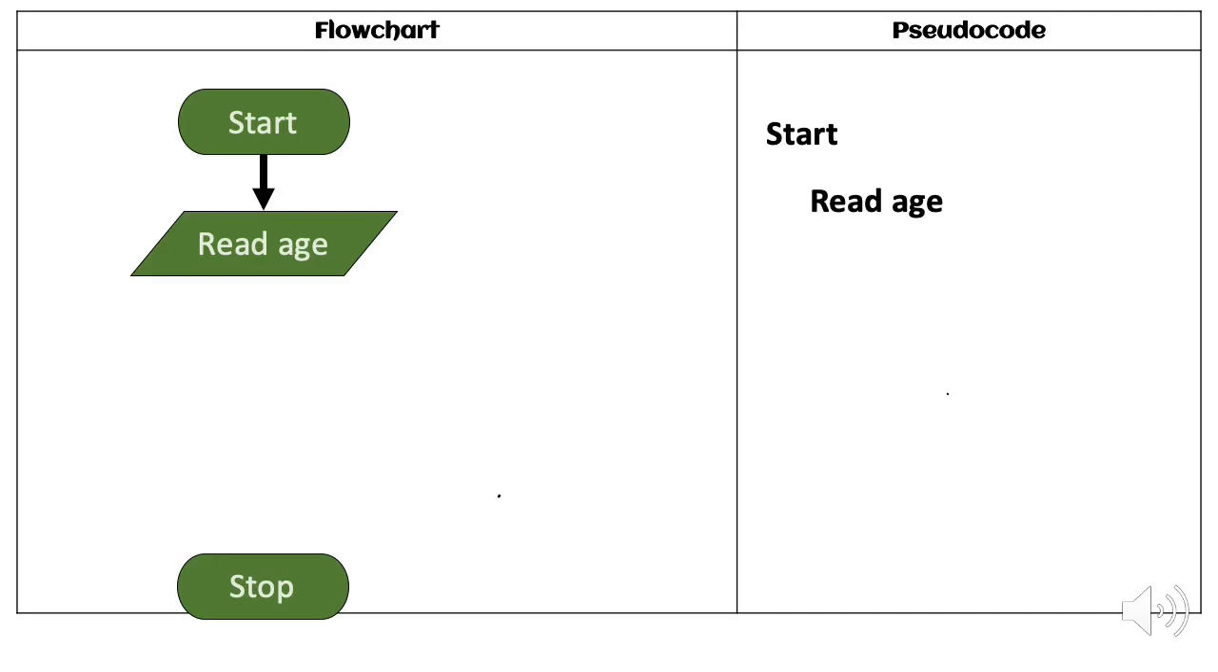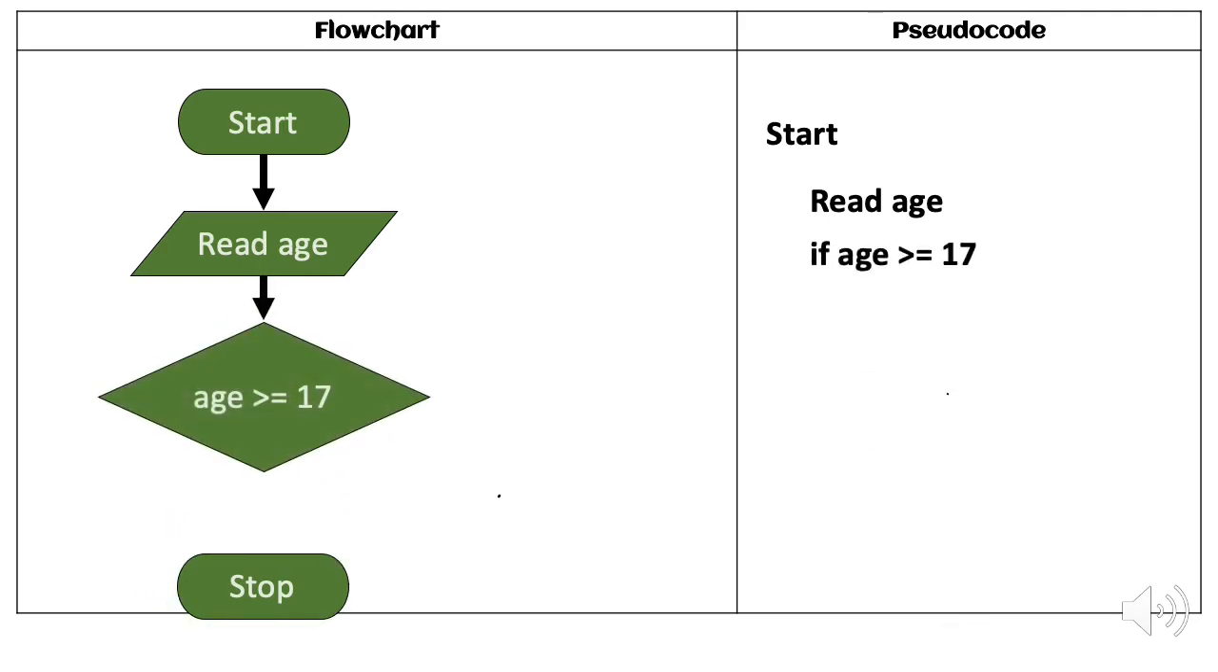The age. So remember, in flowchart, we draw a parallelogram. We include a verb, and then we include the input. For the pseudocode, just write the verb and the input. Move to the next step, arrow, okay, and then we check the condition.